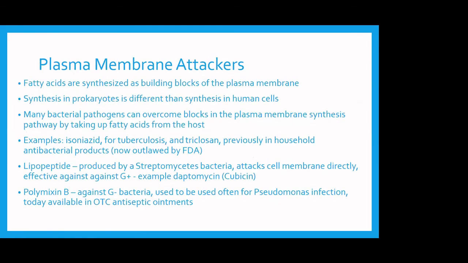And then remember, if we can attack the plasma membrane of a cell, we can kill the cell. We can also attack the plasma membrane by affecting the synthesis of the membrane. So polymyxin B is a great example. It's used against some gram-negative bacteria for Pseudomonas infections. It's also available in over-the-counter antiseptic ointments.